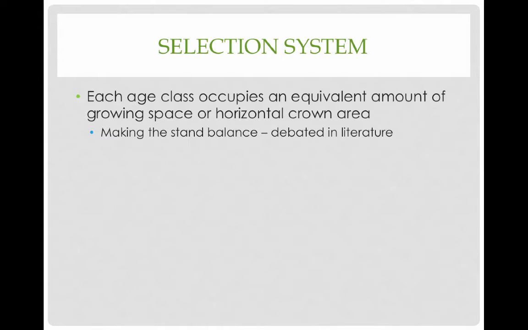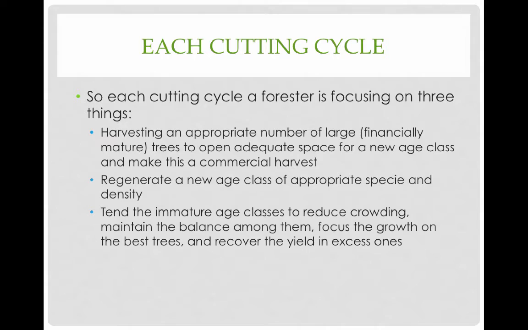And this idea of a balanced stand is something that is debated in the literature. But there's this idea that you have a balanced stand. So each cutting cycle, I'm going to hammer this in again, a forester is focusing on those three aspects that happen in each silvicultural system. We're harvesting those large trees, we're regenerating a new age class, and we're tending that immature age class. So those three things are happening each cutting cycle.